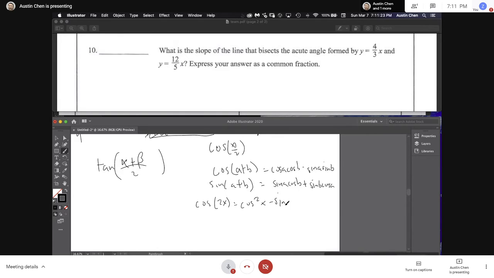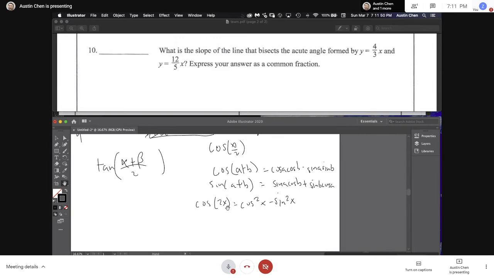So that's going to be sine squared of x. So now we have that cosine of 2x equals cosine squared of x minus sine squared of x. Now this is called the double angle identity, and it's useful when you have double of an angle that you have knowledge about, their basic trig.